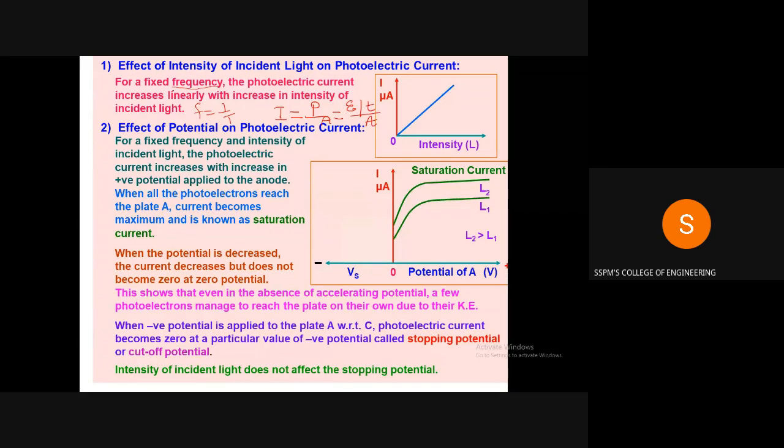Okay, so for a fixed frequency, the photoelectric current increases linearly with increase in intensity of incident light.